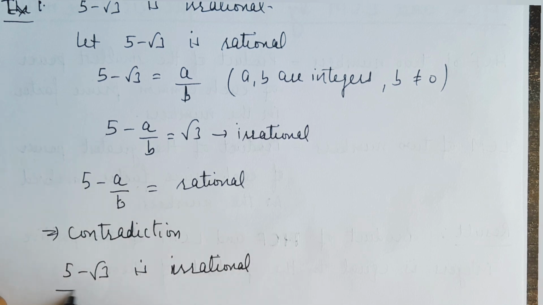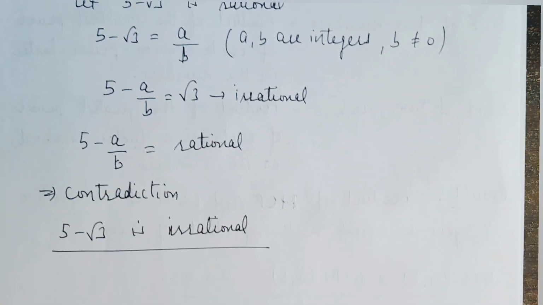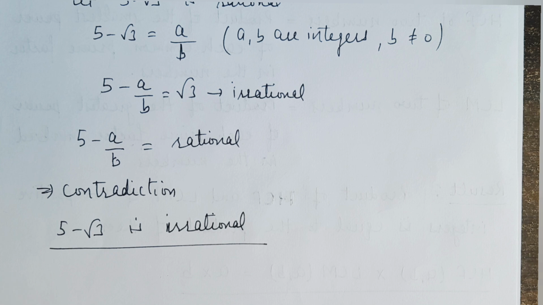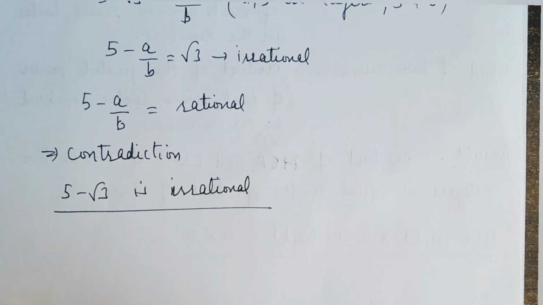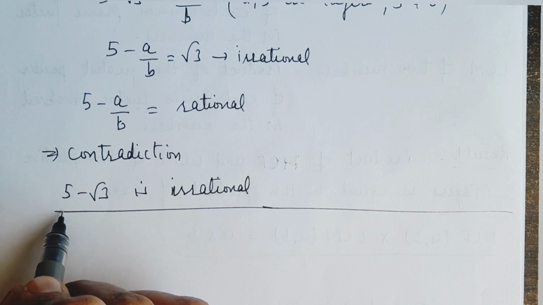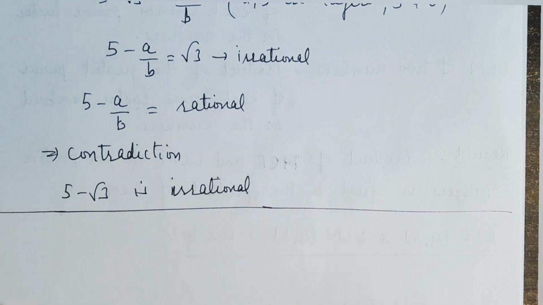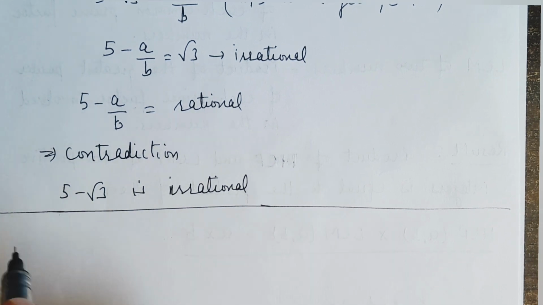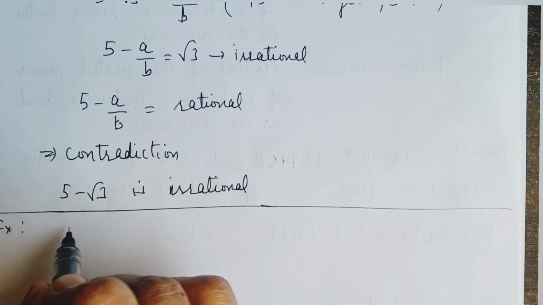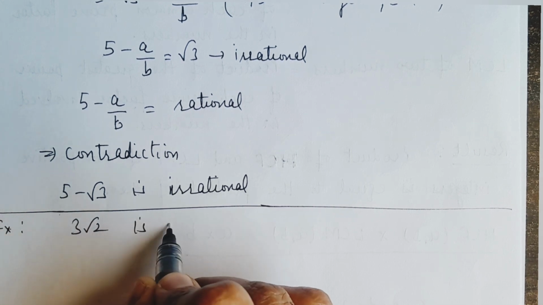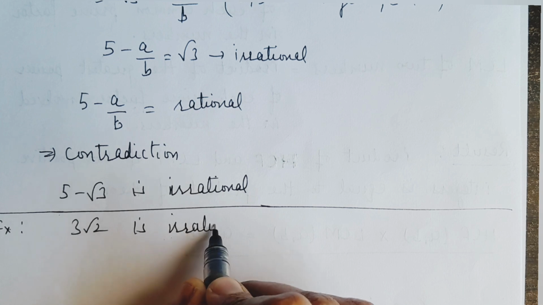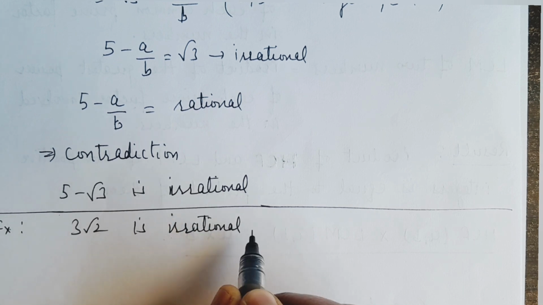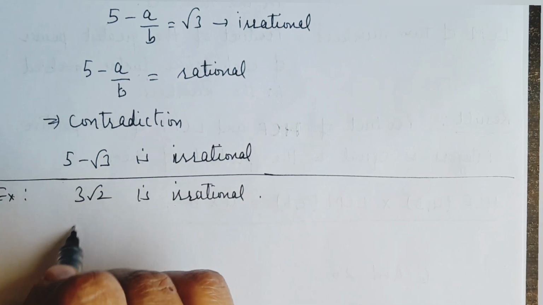Similarly, you can prove the irrationality of any number. Now, this is the result for the sum or difference of a rational number. Similarly, you can prove the result for multiplication or division of a rational and irrational number. So, how can you prove that? By the example 3√2. Suppose the multiplication of a rational number 3 and irrational √2. We will prove that this product is also irrational. So, we will take a contradiction.